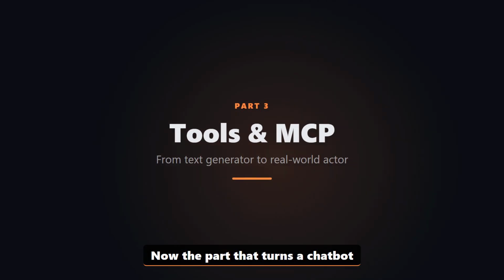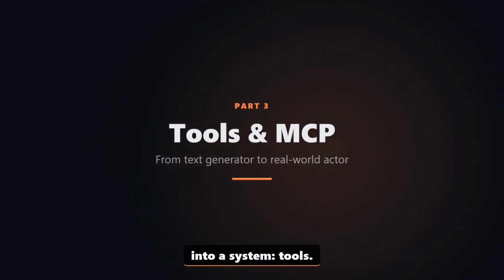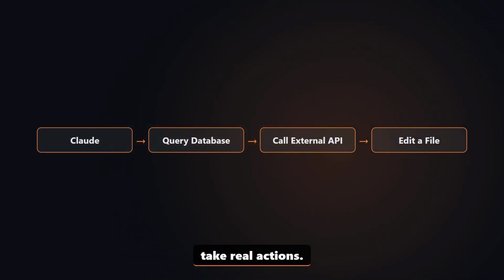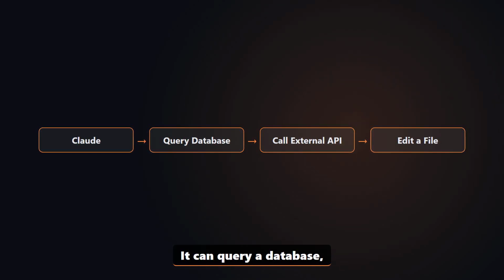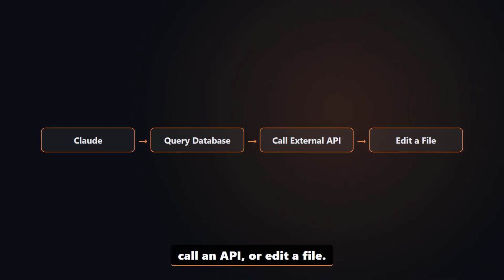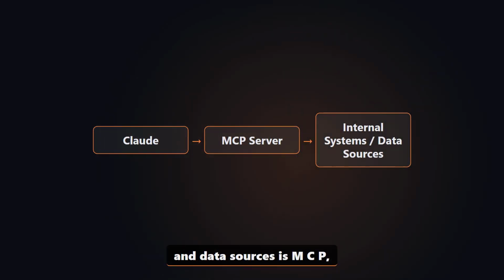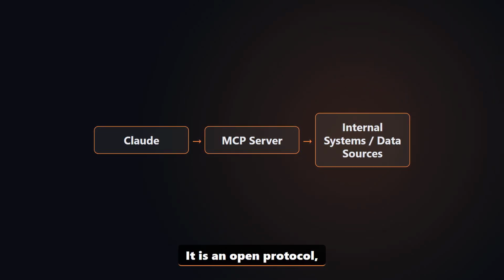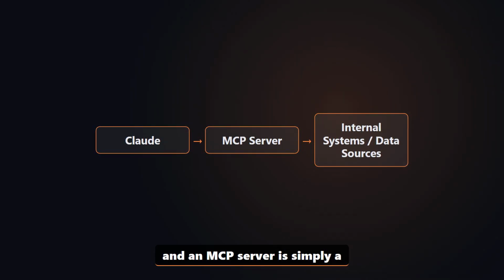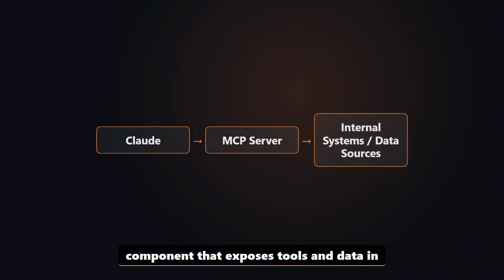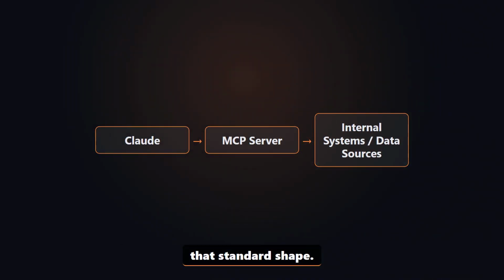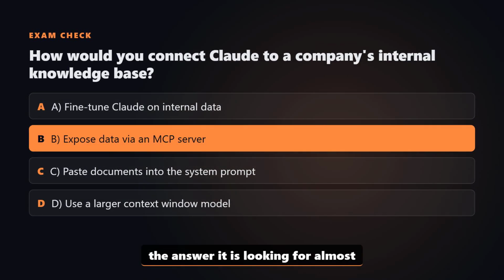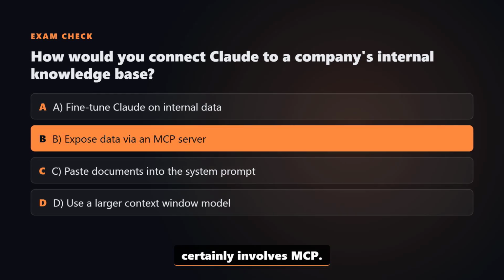Now the part that turns a chatbot into a system, tools. On its own, Claude produces text. Give it well-described tools and it can take real actions. It can query a database, call an API, or edit a file. The standard way to connect those tools and data sources is MCP, the Model Context Protocol. It is an open protocol, and an MCP server is simply a component that exposes tools and data in that standard shape. If the exam asks how you would connect Claude to a company's internal systems, the answer it is looking for almost certainly involves MCP.